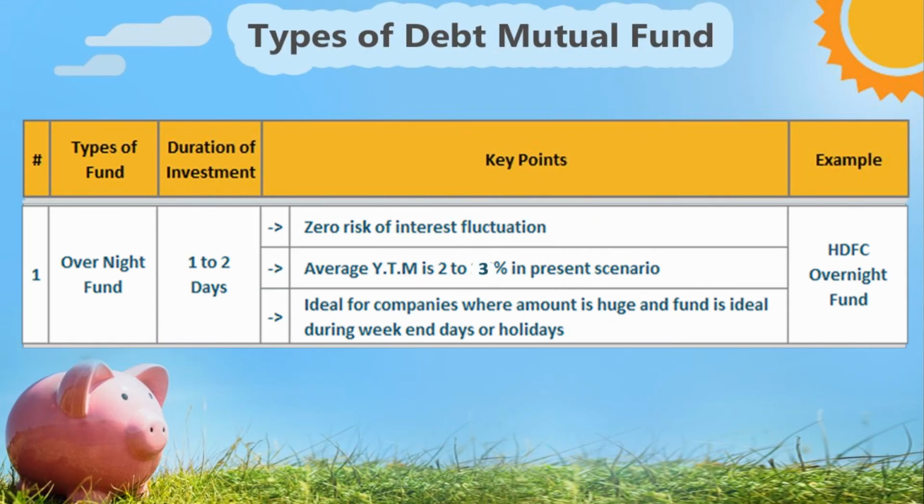Starting off with overnight funds. These types of funds have a modified duration of 1 to 2 days and hence there is almost no risk of modified duration. But on the other side, these funds provide a return of 2 to 3% per annum only. During the initial lockdowns in the country, the majority of the corporates parked their money in these funds. These types of funds are ideal if the amount of investment is huge and funds are lying idle for 2 to 3 days. Generally, corporates invest in these funds during weekends and continuous holidays. One example of an overnight fund is HDFC Overnight Fund.